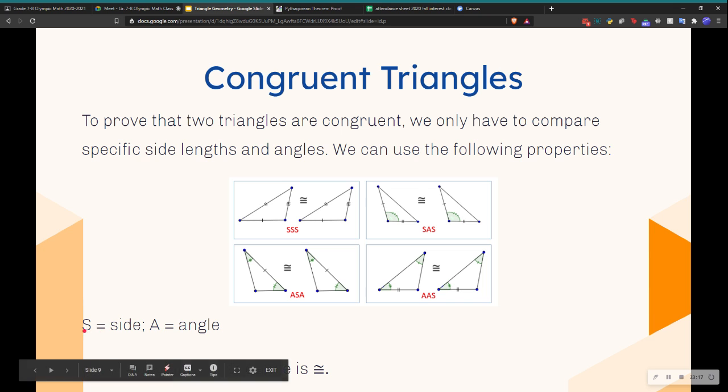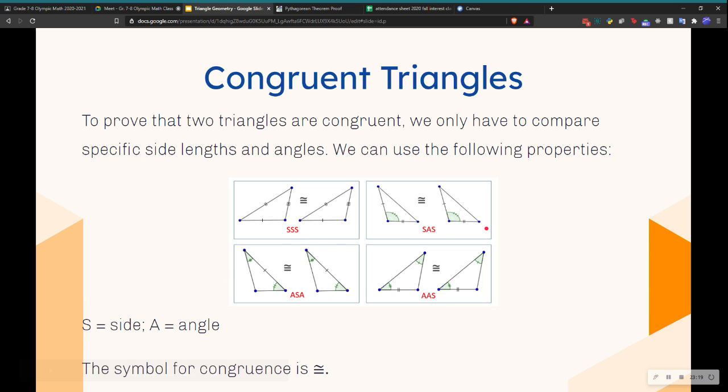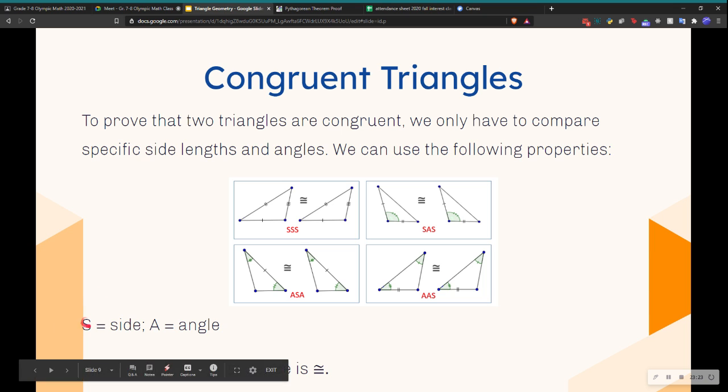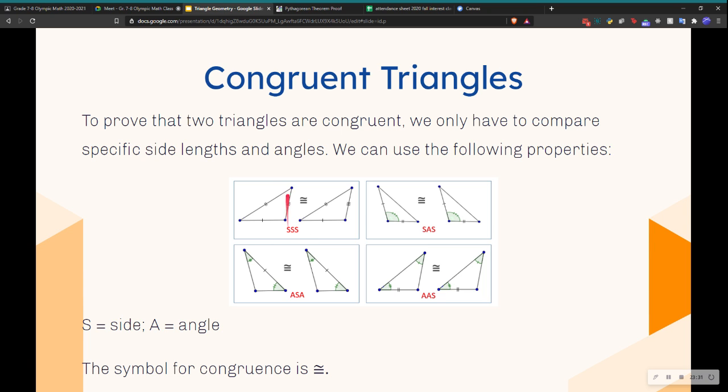Here's a side note. You can see the SSS, SAS, and you're wondering what those letters mean. S represents side, A represents angle. So SSS would represent side, side, side. This is fairly straightforward. You're just comparing all the side lengths to see if they're equal. And if they're equal, that means these triangles are congruent.